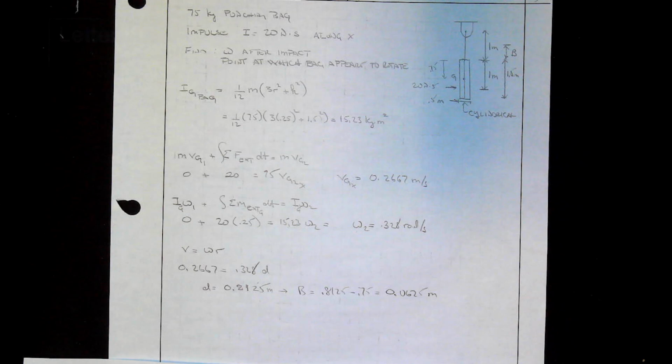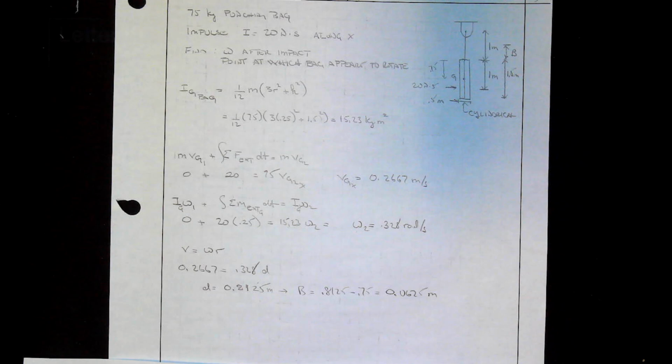All right. So here's the impulse along the x, equals 75 times VG2. Solve for VG2. So we have the velocity of the center of mass, 0.2667. And now we're asked to come up with the angular velocity. For that, we'll just appeal to angular momentum. So how are we going to do that? Initially, it's just hanging, not moving, so the initial angular momentum is 0.